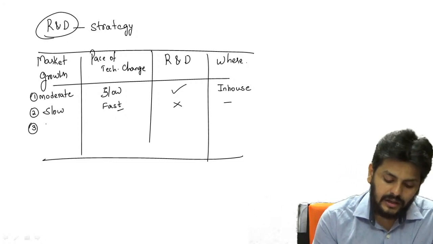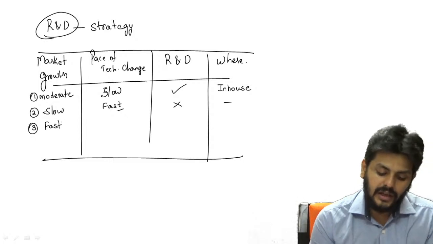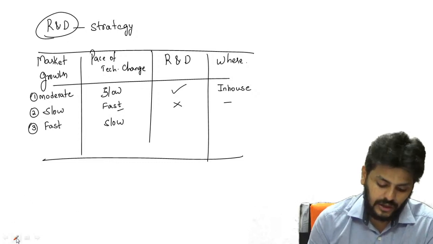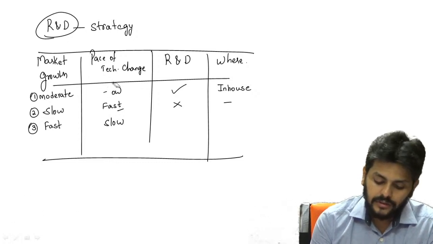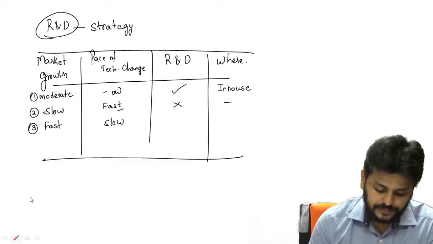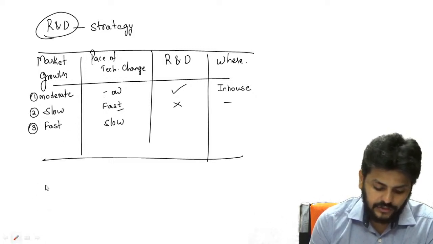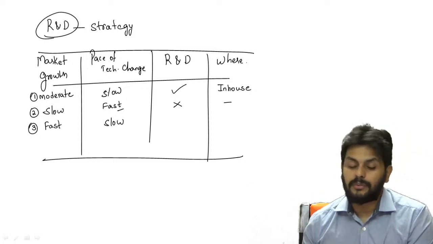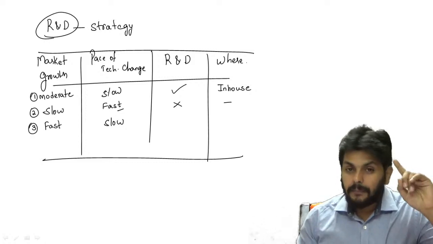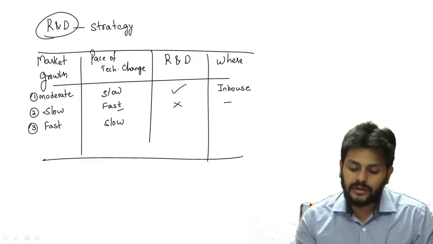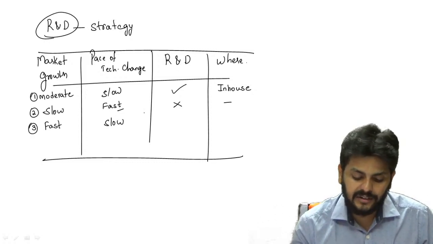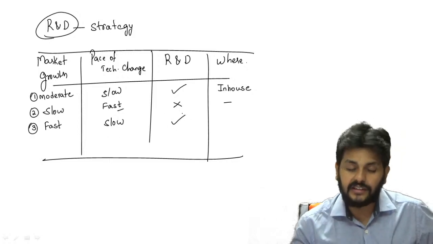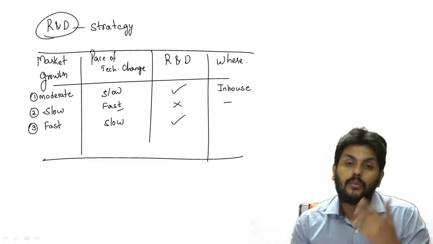But you have a fast growing market with a slow technological change. Now, what you need to understand is technology is changing slowly. No tension with respect to that. So you can definitely do it, which is not a problem at all. But the market is very fast. So whether you do R&D or not totally depends on whether the technological change is fast or slow. So since it is slow, we will say yes. But the next question that you need to look at is where?